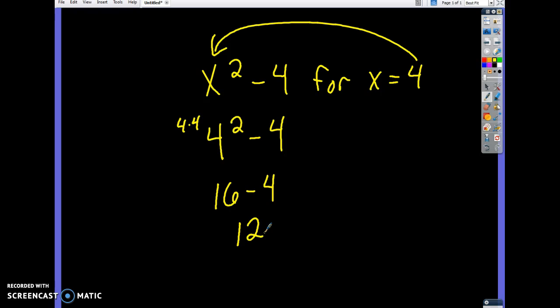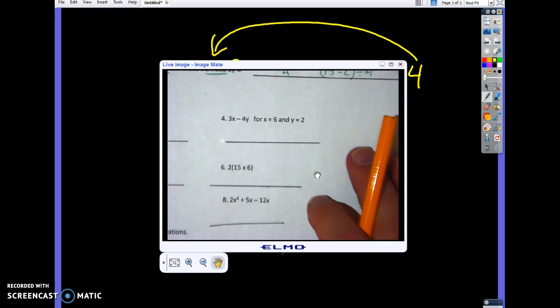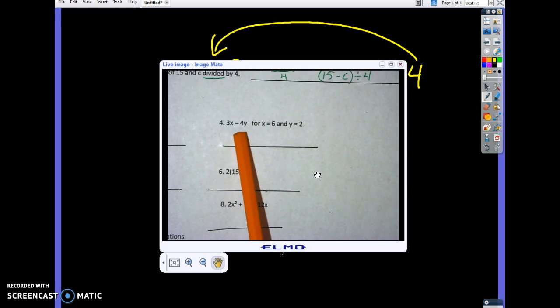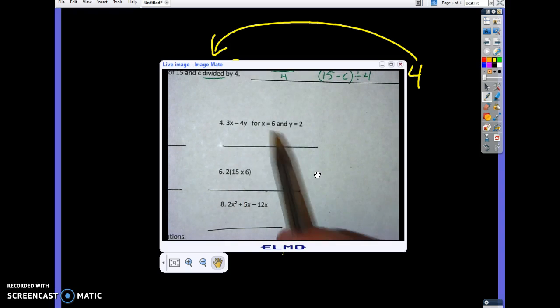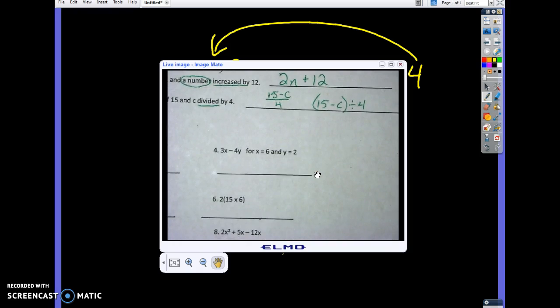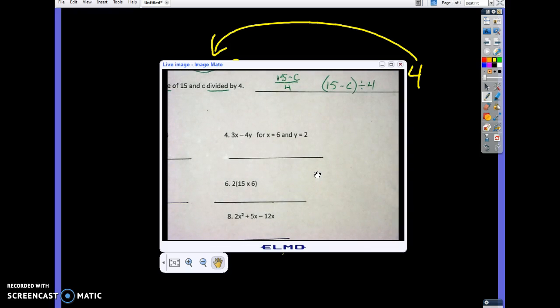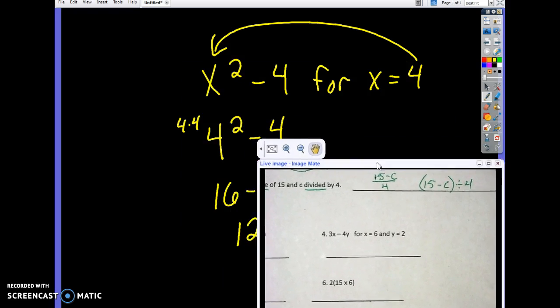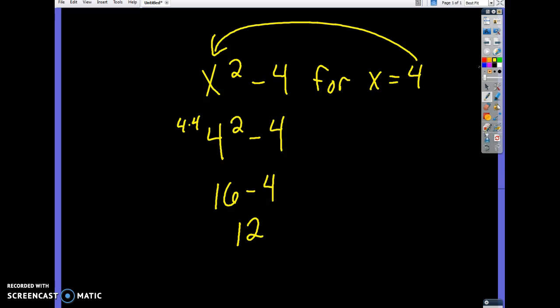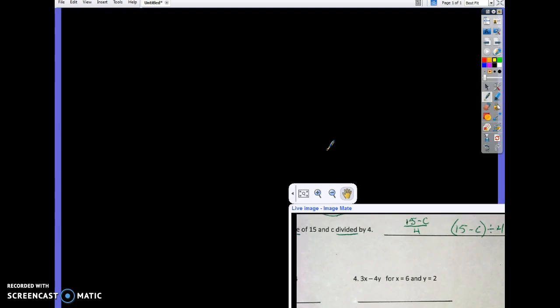On the next problem, they give us 3x minus 4y, and then they tell us x equals 6 and y equals 2. So I'm just going to substitute those numbers in here.